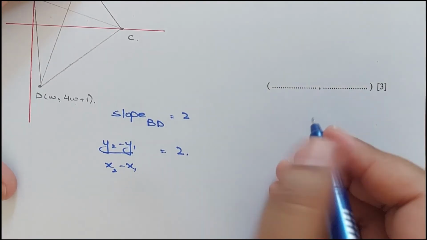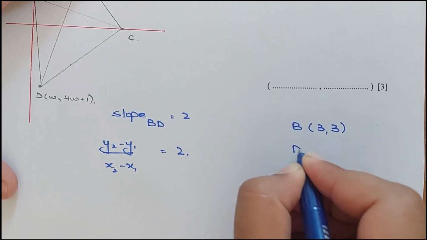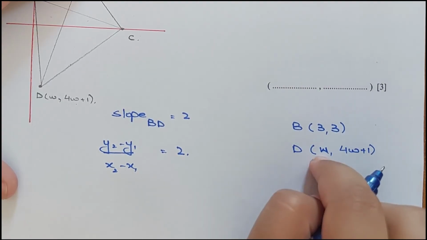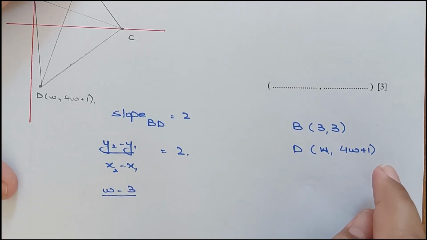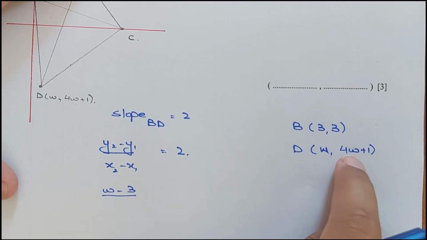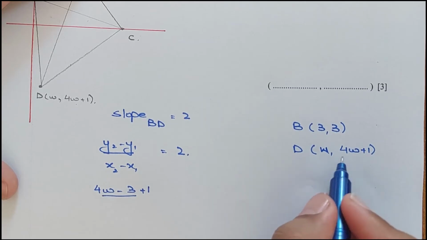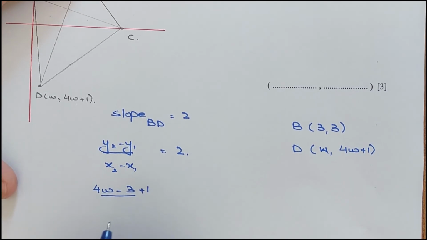So B and D, let me write down the coordinates of B, which is (3, 3), and D, which is (w, 4w plus 1). y2 minus y1, 4w plus 1 and then minus 3, over x2 minus x1, this is equal to 2.